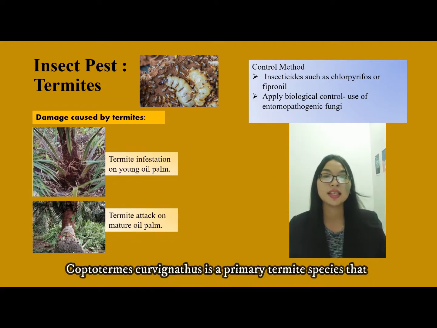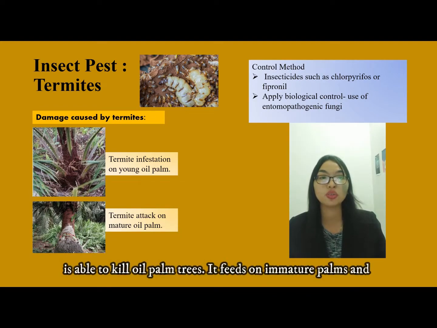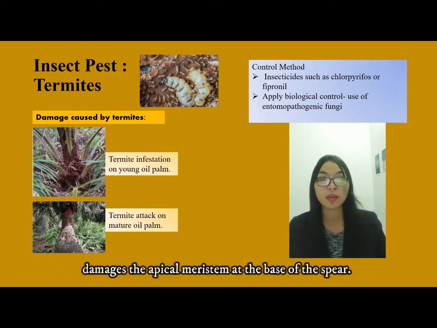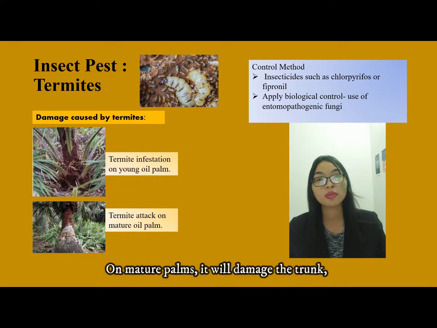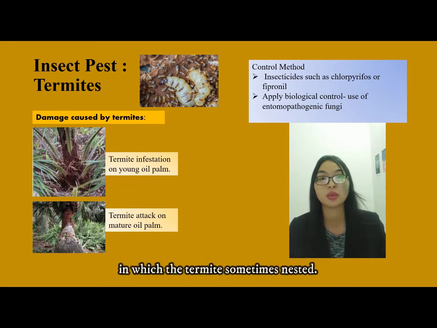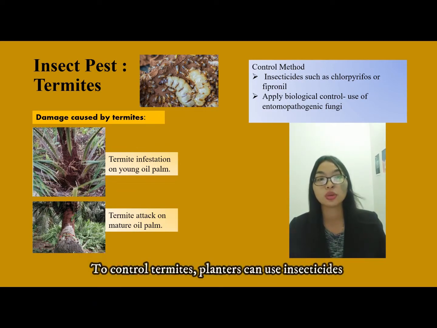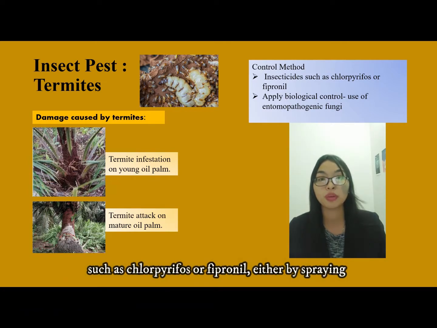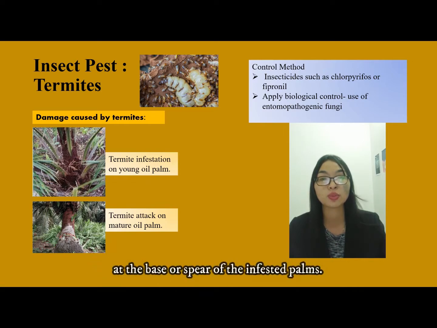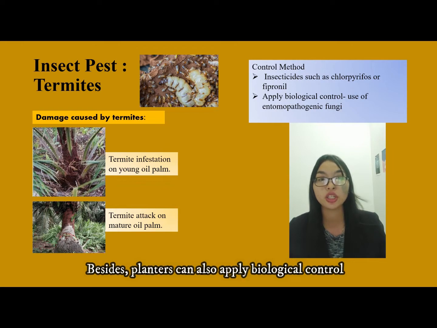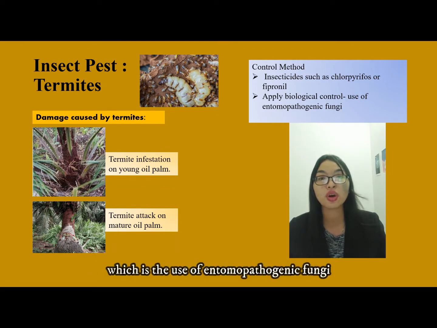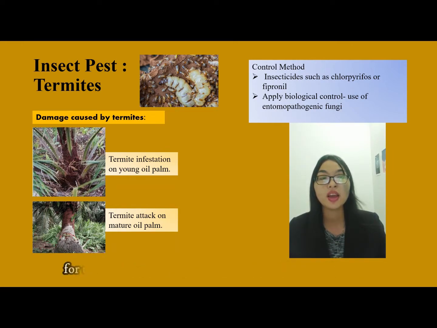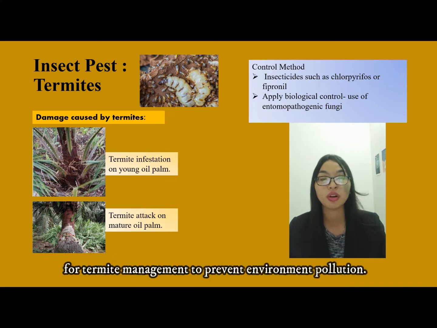Coptotermes curvignathus is a primary termite species that is able to kill oil palm trees. It feeds on immature palms and damages the apical meristem at the base of the spear. On mature palms, it will damage the trunk, in which the termite sometimes nests. To control termites, planters can use insecticides such as chlorpyrifos or fipronil, either by spraying at the base or spear of the infested palms. Besides, planters can also apply biological control, which is the use of entomopathogenic fungi for termite management to prevent environment pollution.